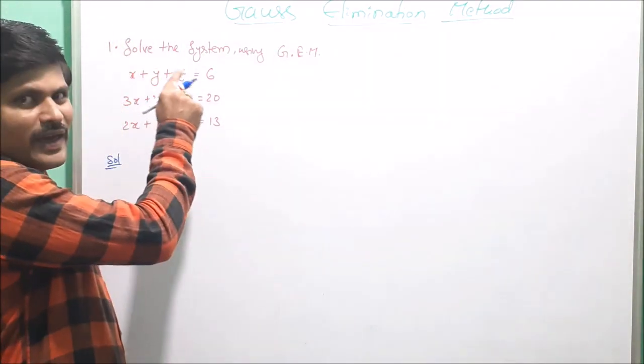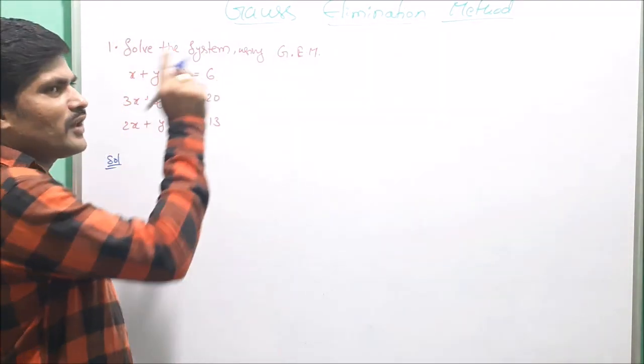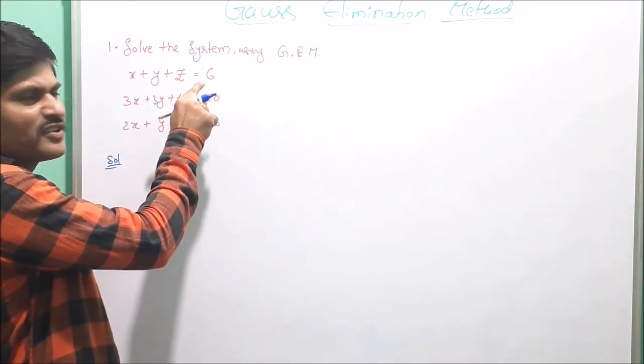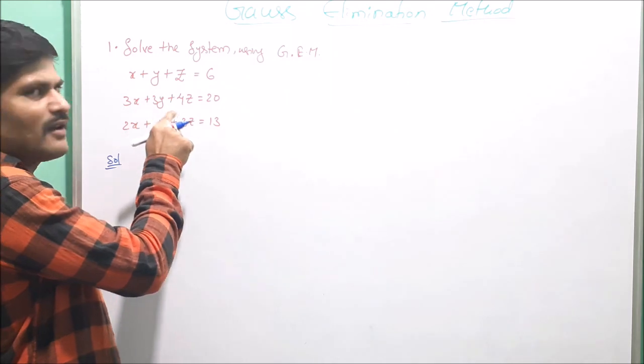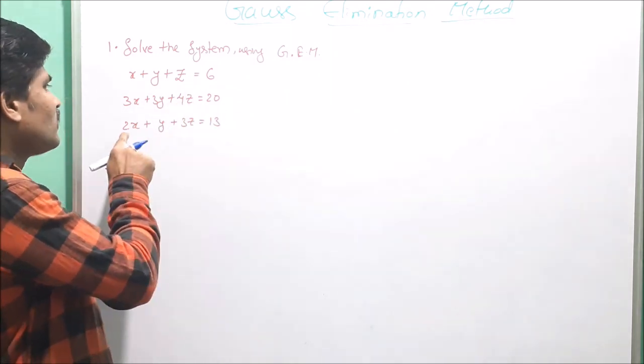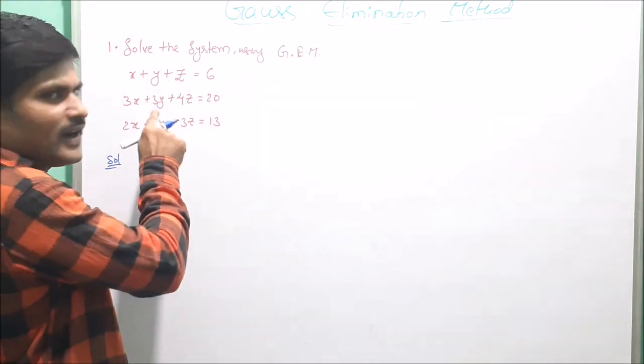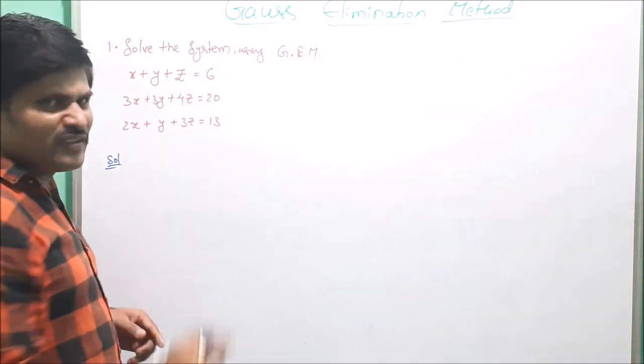Now the first problem is: solve the system using the Gauss elimination method. The first equation is x plus y plus z equals 6. The second one is 3x plus 3y plus 4z equals 20. The third one is 2x plus y plus 3z equals 30. Now we use this method to solve this system.